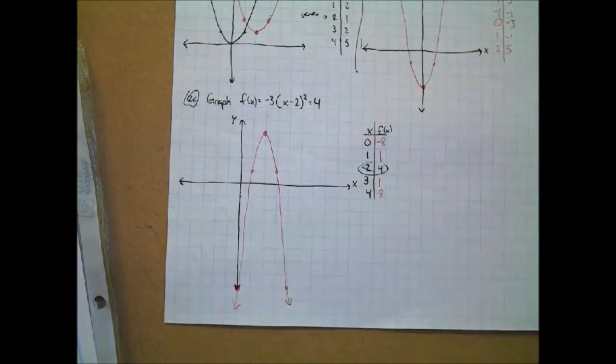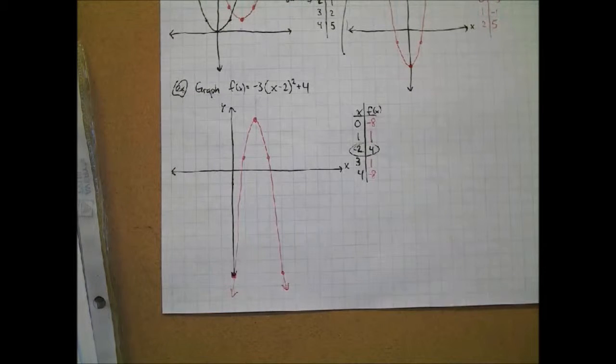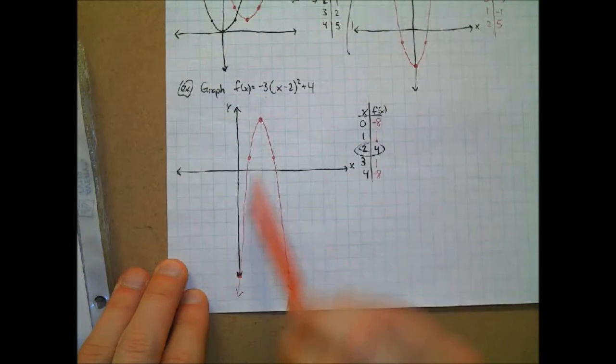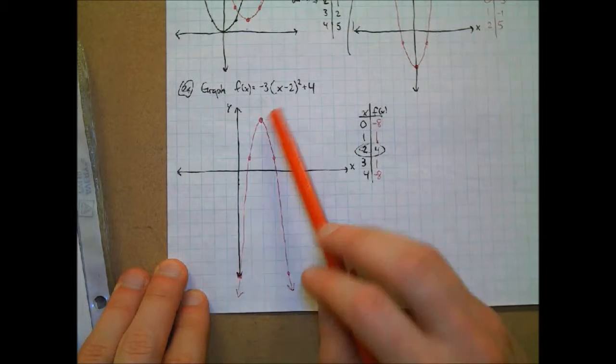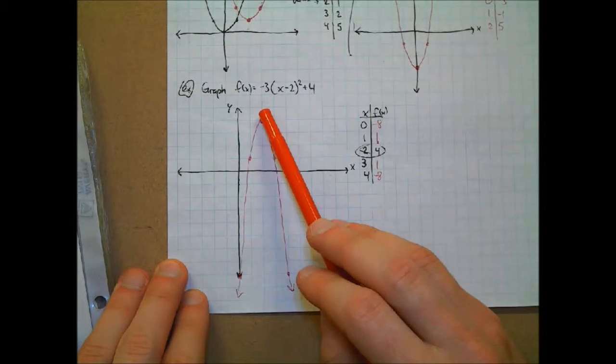Like so. Oh, off the screen, there we go. Okay. So you can see that reflection, like Teresa mentioned earlier, right? The negative A value reflects. It's now concave down, like a frown. We shifted our vertex right 2 and up 4 from the origin, so right 2, up 4, okay?